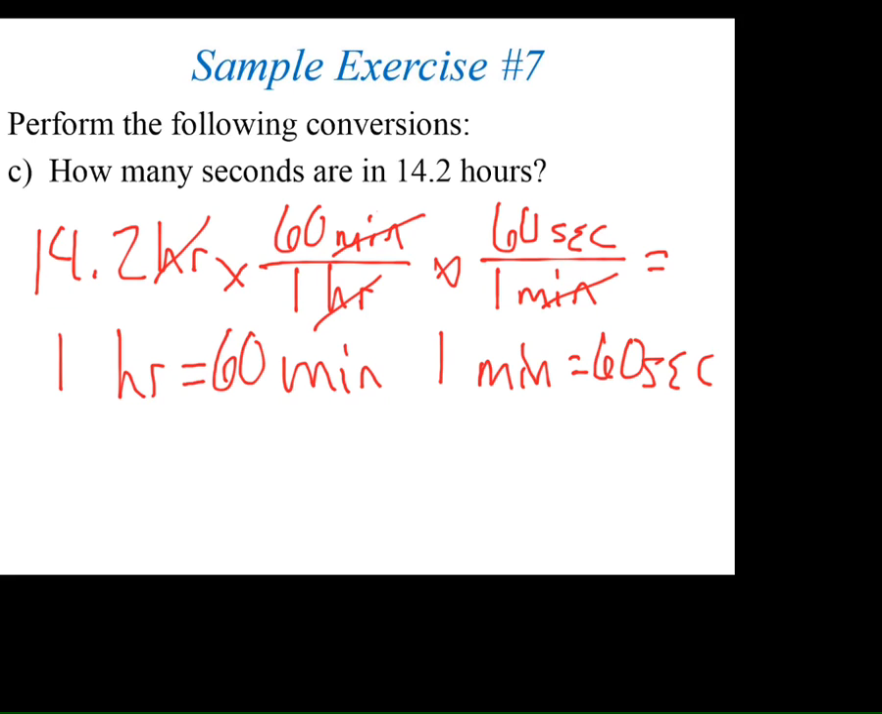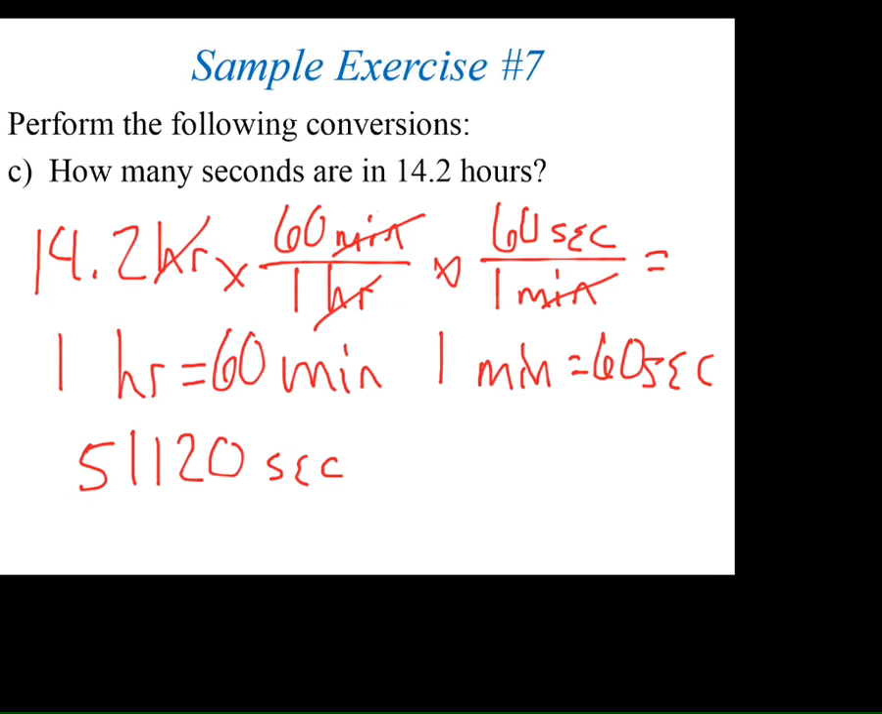Okay, well, let's try that in our calculator. So, 14.2, it's on top, so times 60. It's on top times 60, so 14.2 times 60 times 60. And I get a big long number here. I get 51,120 seconds. Okay, so let's go back and check our sig figs here.